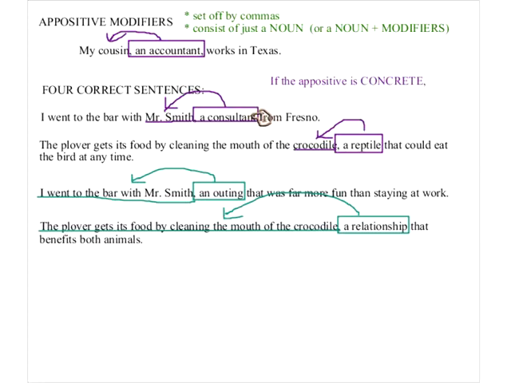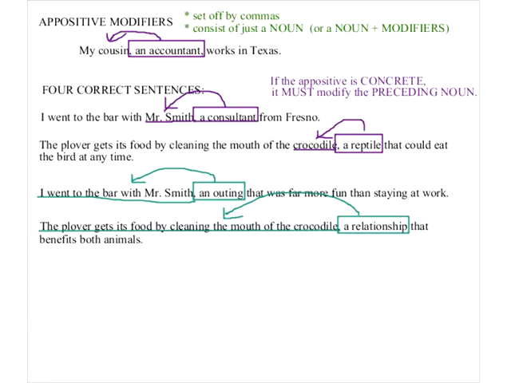But the consultant, you can hold one in your hand, you can touch, you can smell, you can feel. Okay, concrete. Same thing with a reptile. You can touch a reptile, you can feel a reptile, you can hold a reptile in your hands. So if an appositive is concrete, then it must modify the preceding noun. It has to. Okay, how about that?